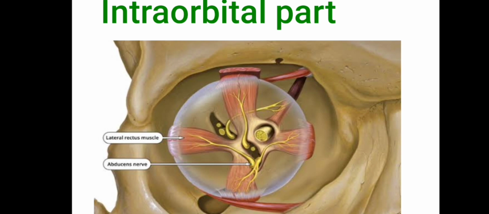Then it will pass through the superior orbital fissure, enter the orbit and supply the lateral rectus muscle. This is in brief about the anatomical course of the sixth nerve along with its applied aspects.